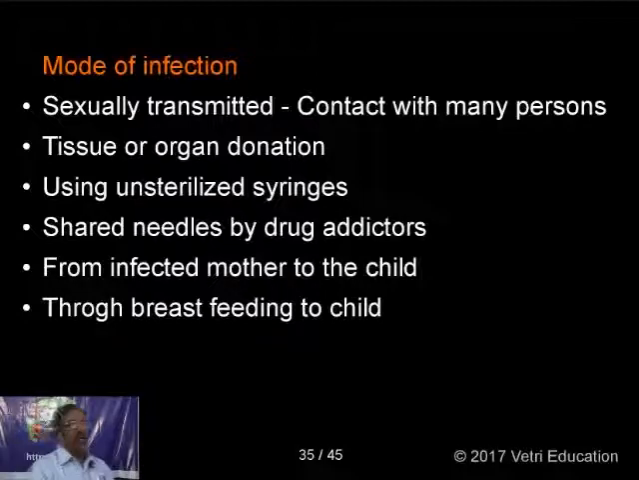Now, what is the mode of infection? How does AIDS come? These are the possible ways of infection. The first one is sexually transmitted, through contact with many persons. So that is why one individual should have one partner. Otherwise, if he visits many people, there is a chance of getting this disease. Another thing is tissue and organ donation. Organ donation is a welcome donation, and the society is accepting it. But while donating or adopting, it should be tested for any disease or AIDS symptoms. Otherwise, the receiving person will get this disease.